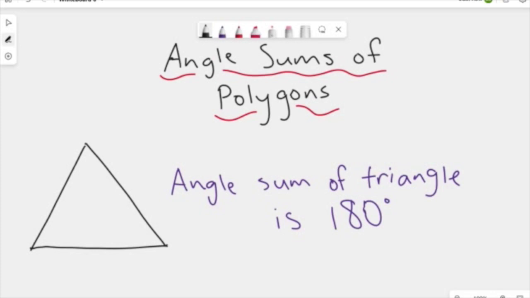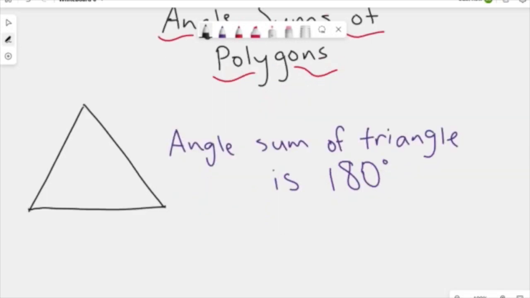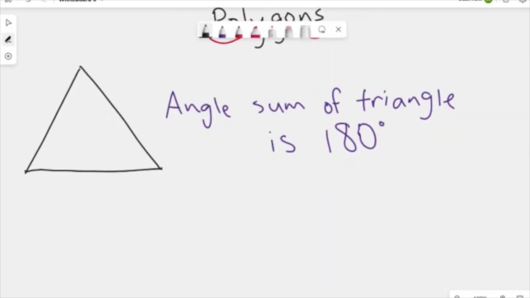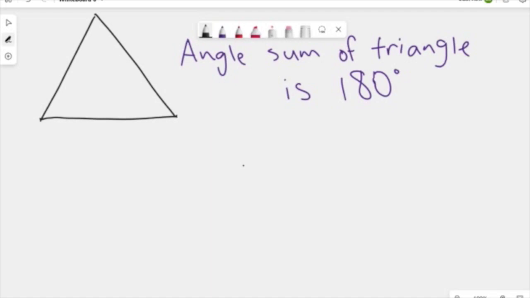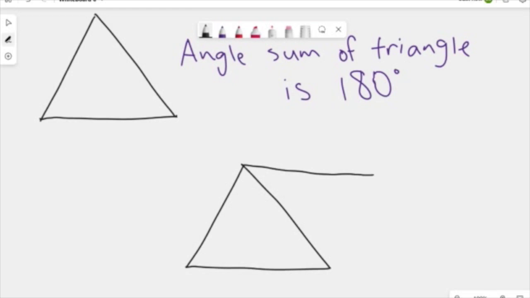So let's have a look here. We have our triangle here. I've just written this note from the last lesson. I'm going to draw another triangle, this one here. Now, what if I were to extend this and add a second triangle to this one shape? So let me go like this and like this.